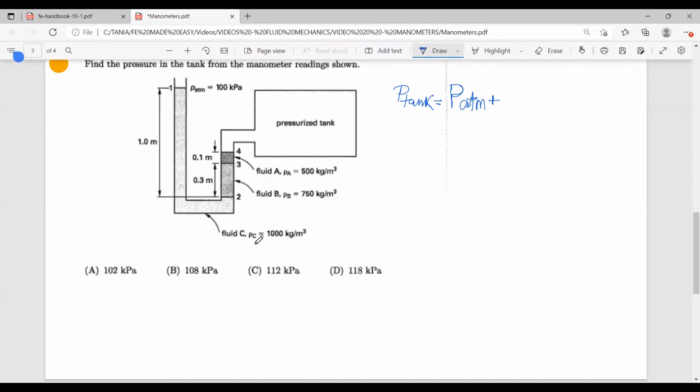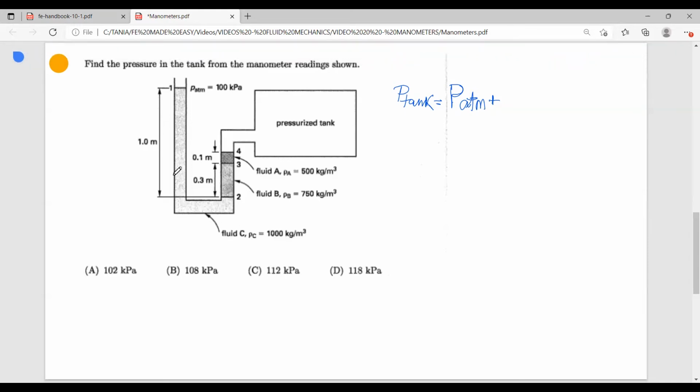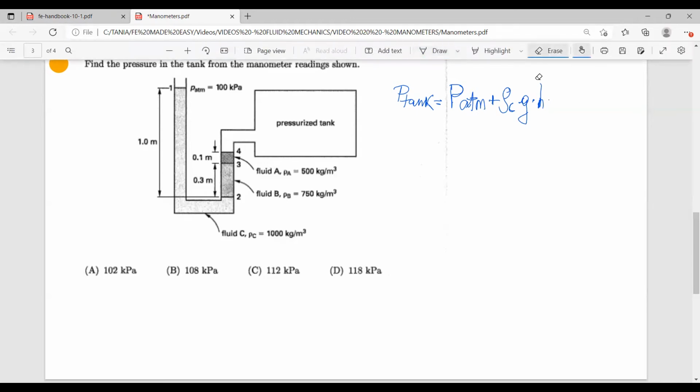This is marked as fluid C, and we're given the density of fluid C, 1,000 kilograms per meter cubed, which is the density of water. So this fluid C is water. So we have to add the density of the water, or fluid C, times g times h, which is 1 meter. Let me just put 1 meter right away.